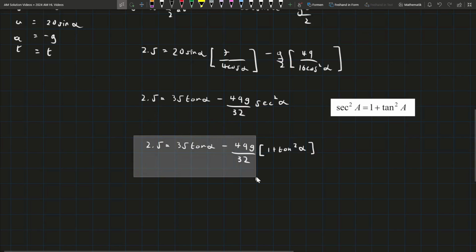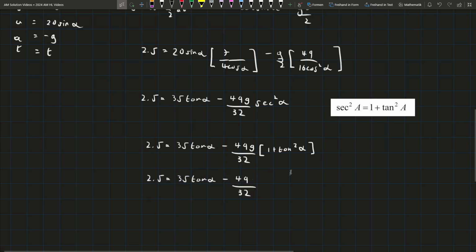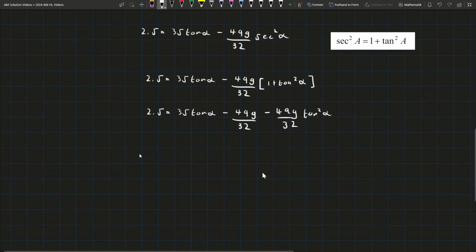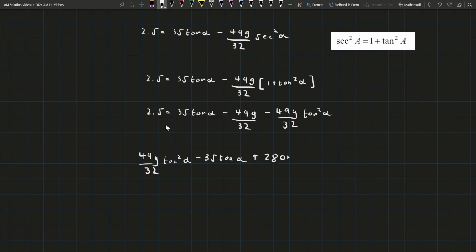Now, when we expand out that bracket, we'll get minus 49g over 32 minus 49g over 32 tan squared alpha. Now we'll just bring everything over to the left side. So we'll get 49g over 32 tan squared alpha minus 35 tan alpha. And then we'll have 2.5 plus 49g over 32. When you add these together, what you get is plus 2801 over 160. That's equal to 0.